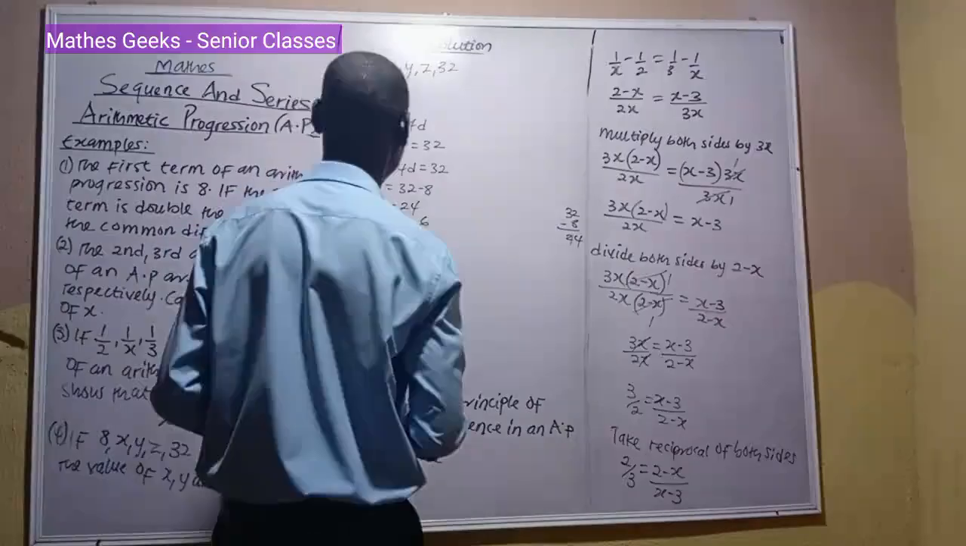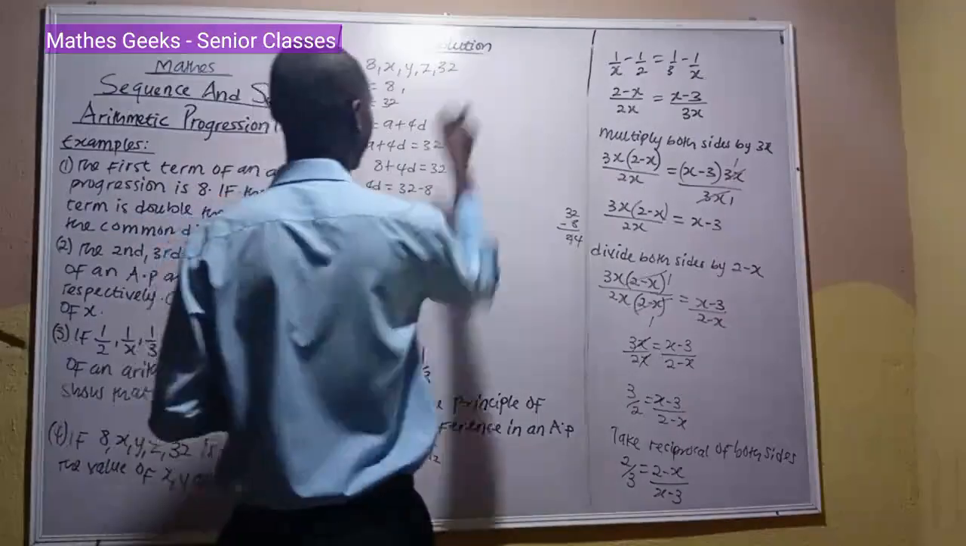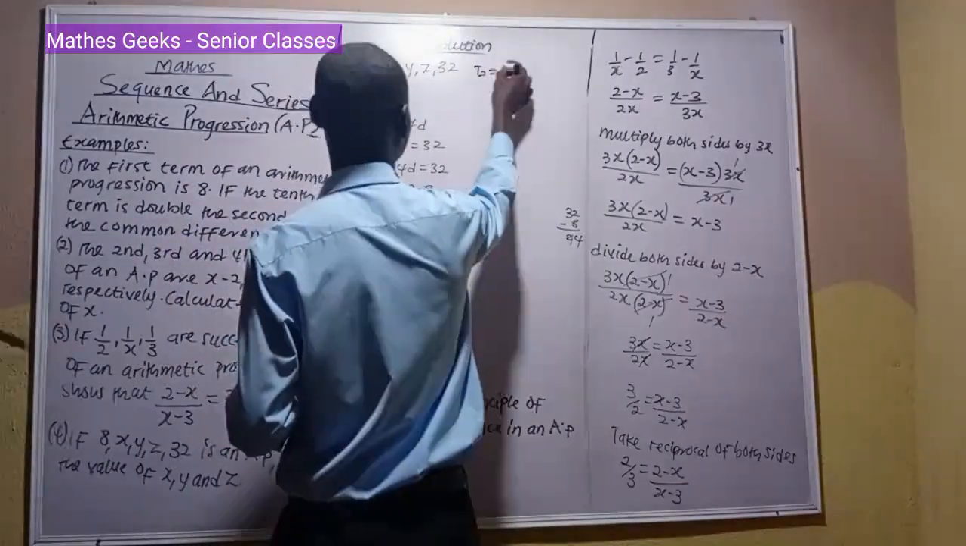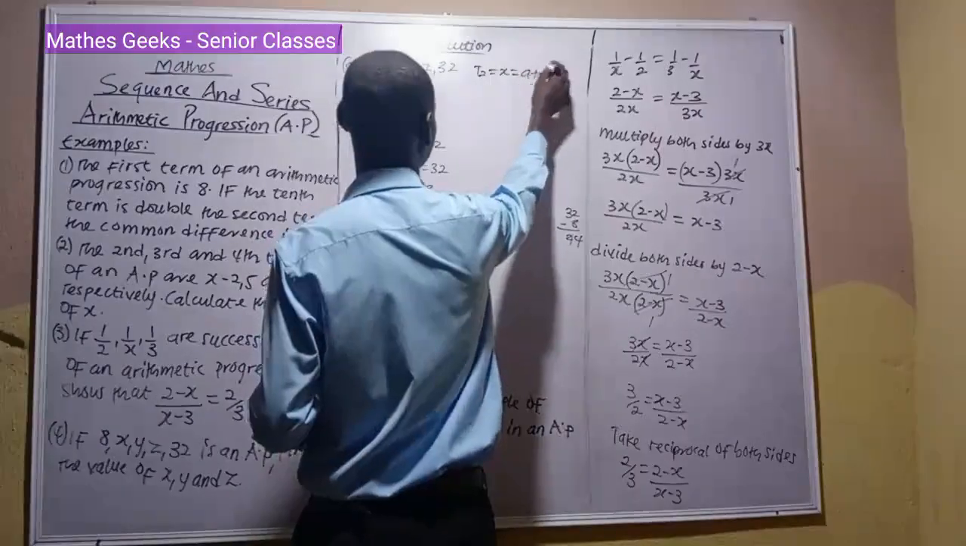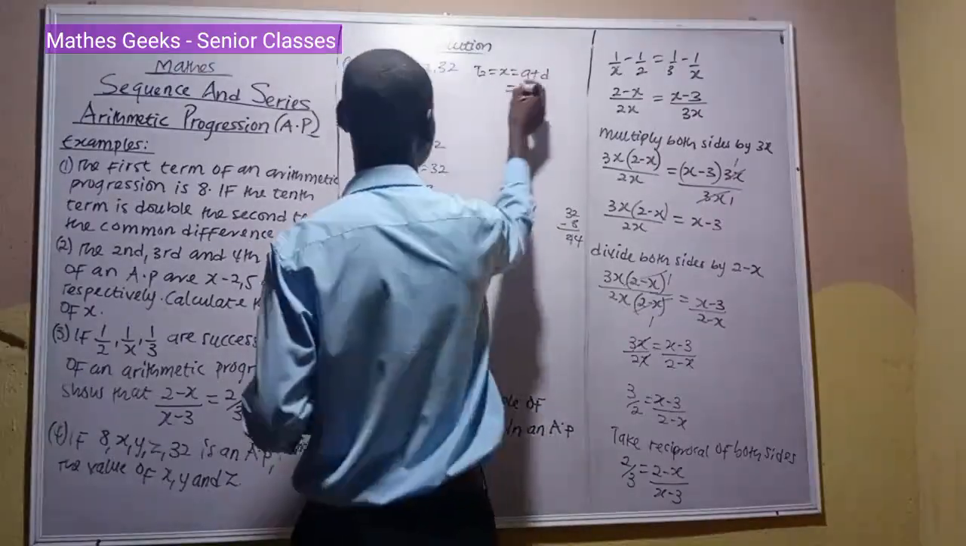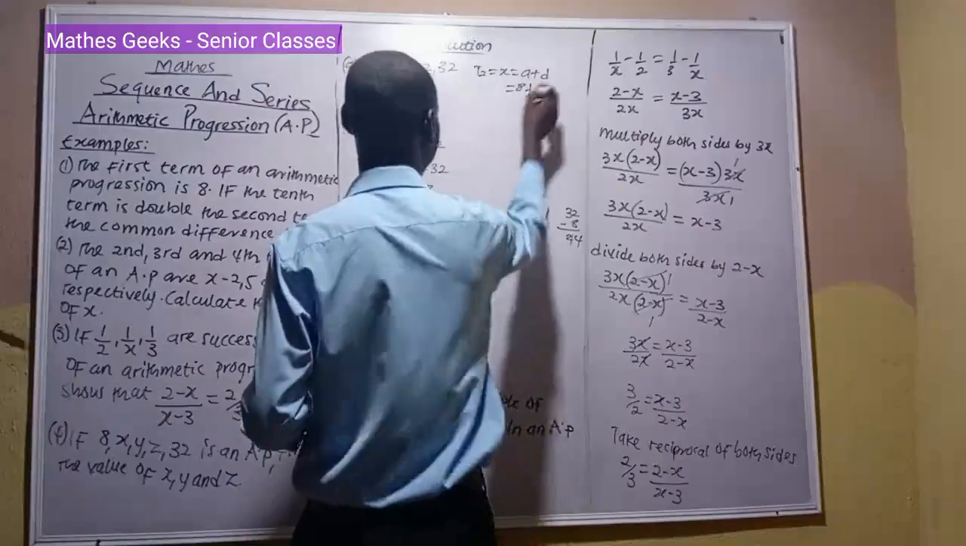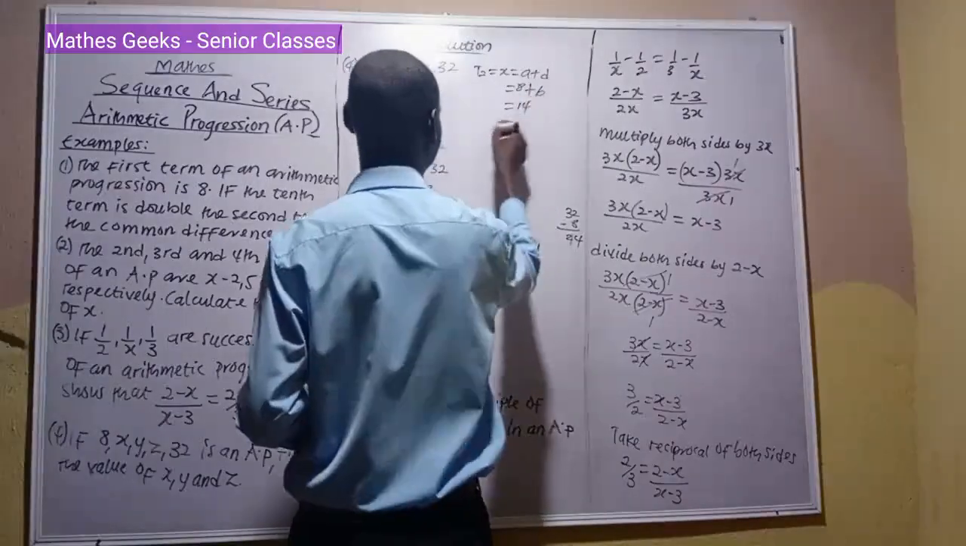Now that we've gotten D, T2 is equal to x, that's equal to A plus D. So A is equal to 8 and D is equal to 6. So 8 plus 6 is 14.